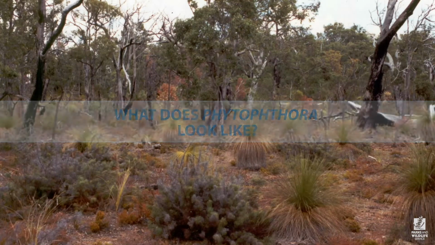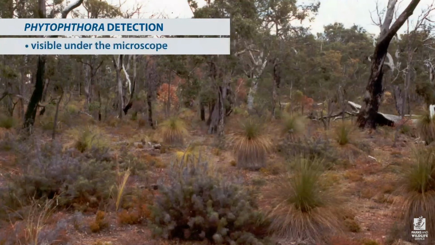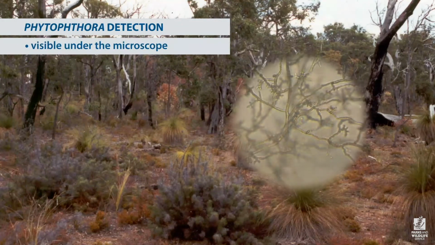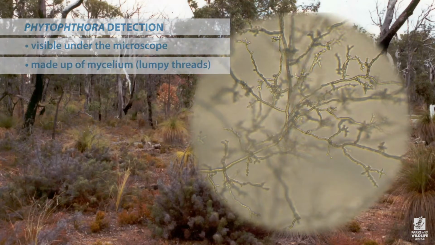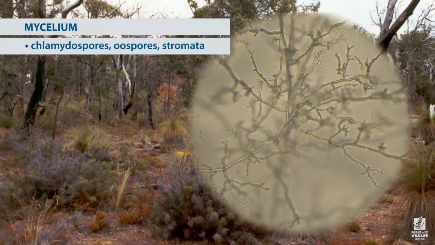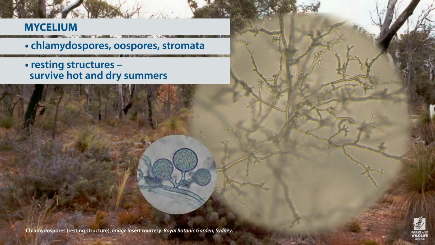When Phytophthora is detected in a sample, it is visible under the microscope, and we can see that it is made up of lumpy threads called mycelium. Mycelium produces chlamydospores, oospores, and stromata, which are referred to as resting structures because they help Phytophthora to survive harsh conditions, such as the hot and dry summers of the southwest of Western Australia.